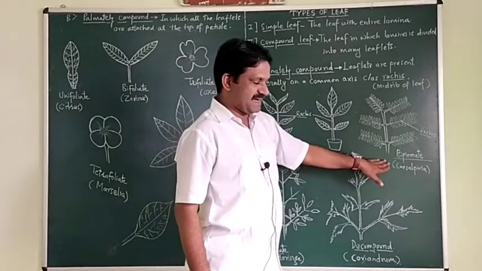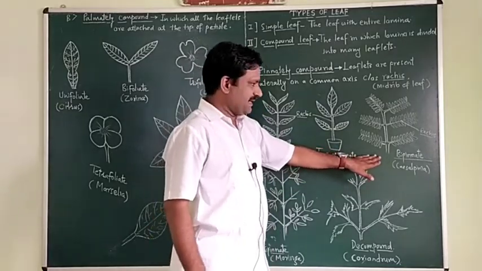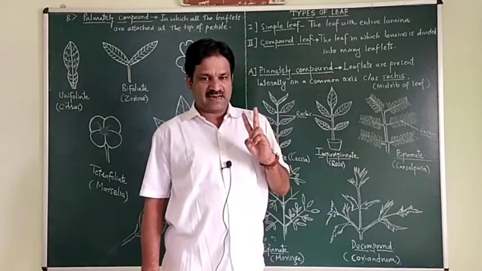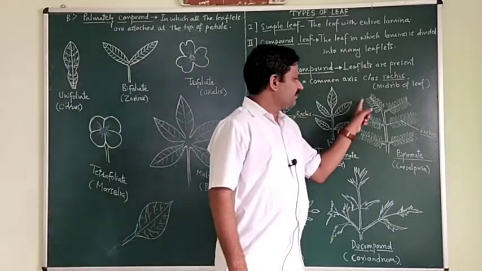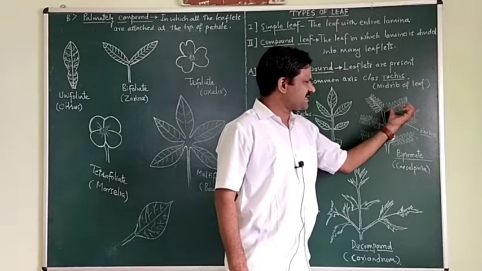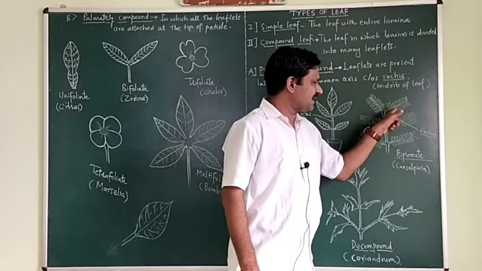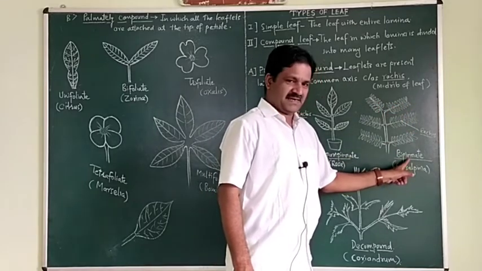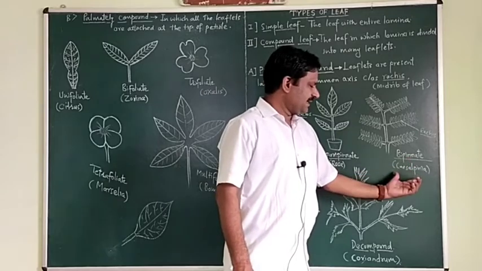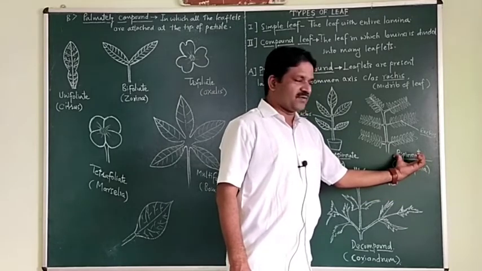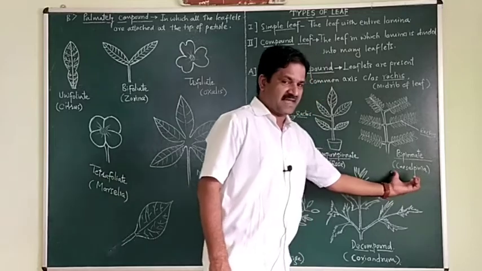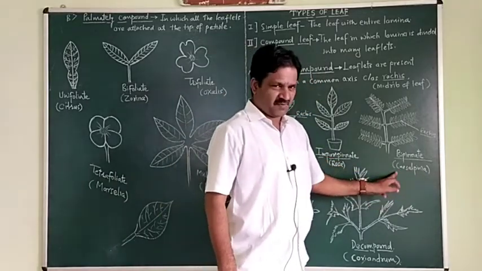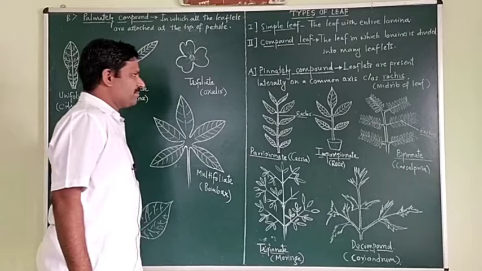Then there is bipinnate. Bipinnate means there are two pinnae, all the pinnae arranged laterally on a central axis. This bipinnate compound leaf is seen in caesalpinia. Caesalpinia is the example of bipinnate compound leaves.